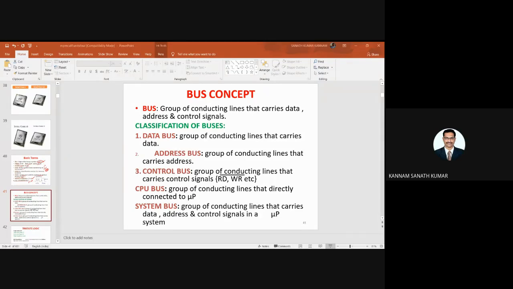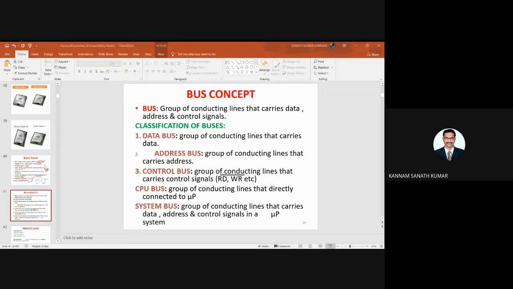Okay, so a group of conducting lines that carries the address we call the address bus. And control bus means we have some control lines like RD bar, read bar, write bar, and some other control lines. Those will be carried by the control bus. So some control signals are carried by which bus? Control bus.